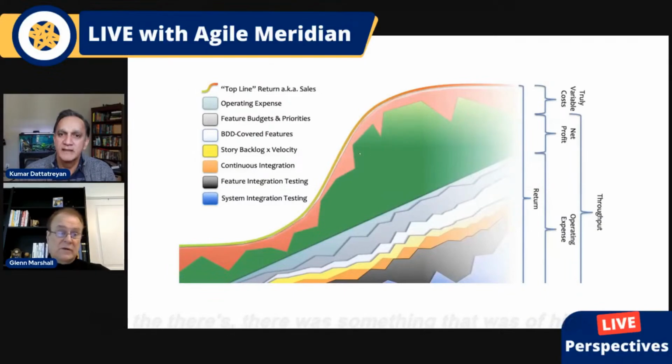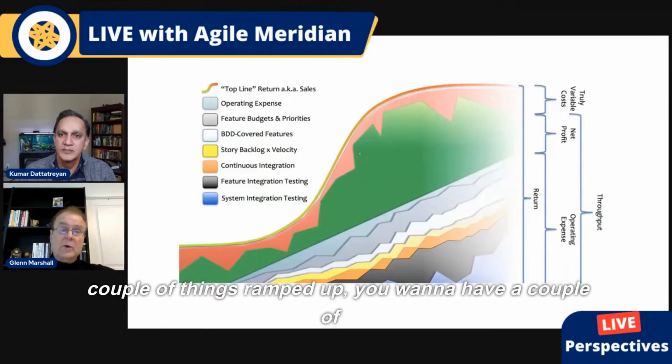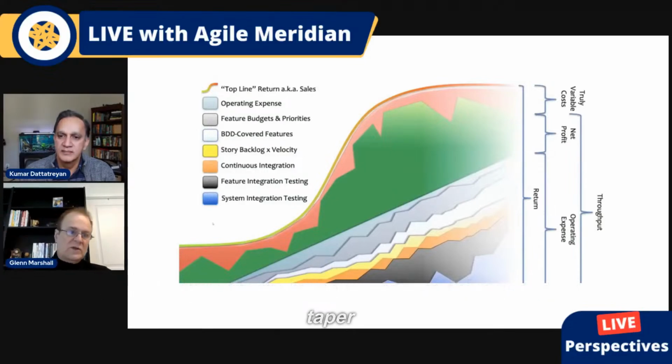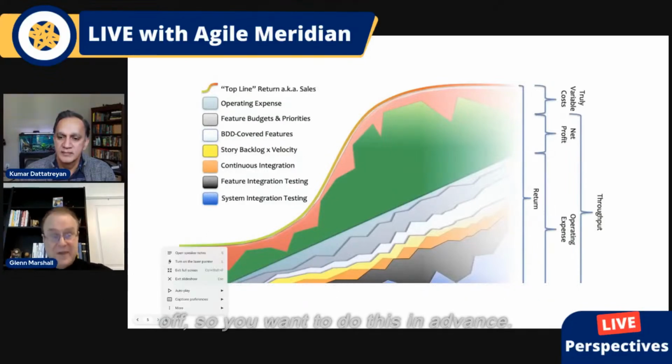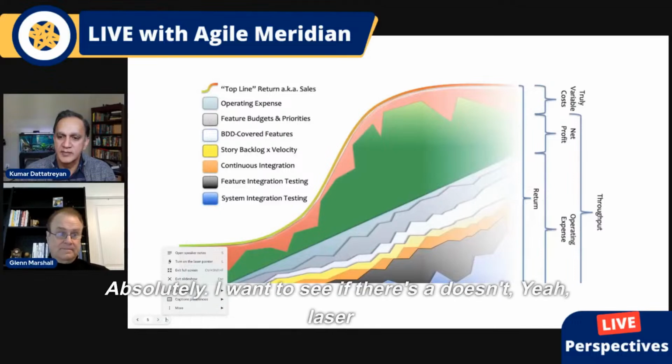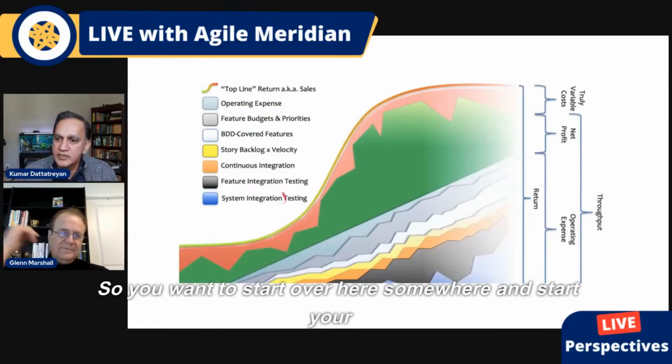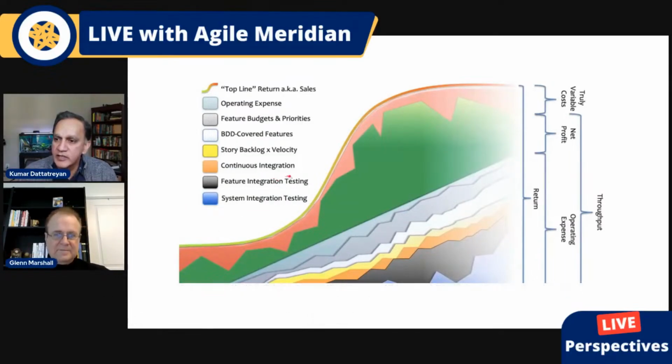There was something that was of high value. That's great. Obviously, keep working on that, but you want to have a couple of things ramped up. You want to have a couple of logs ready to throw in the river once things start to taper off. So you want to do this in advance. Absolutely. I want to see if there's a laser pointer. Here we go. So you want to start over here somewhere and start your next cycle and have that start to ramp up your next S curve, like over here.